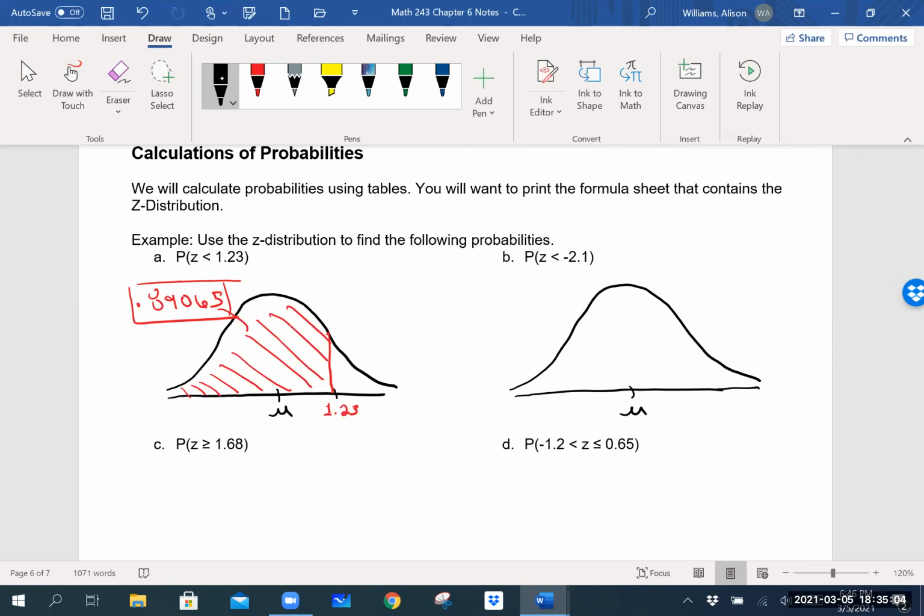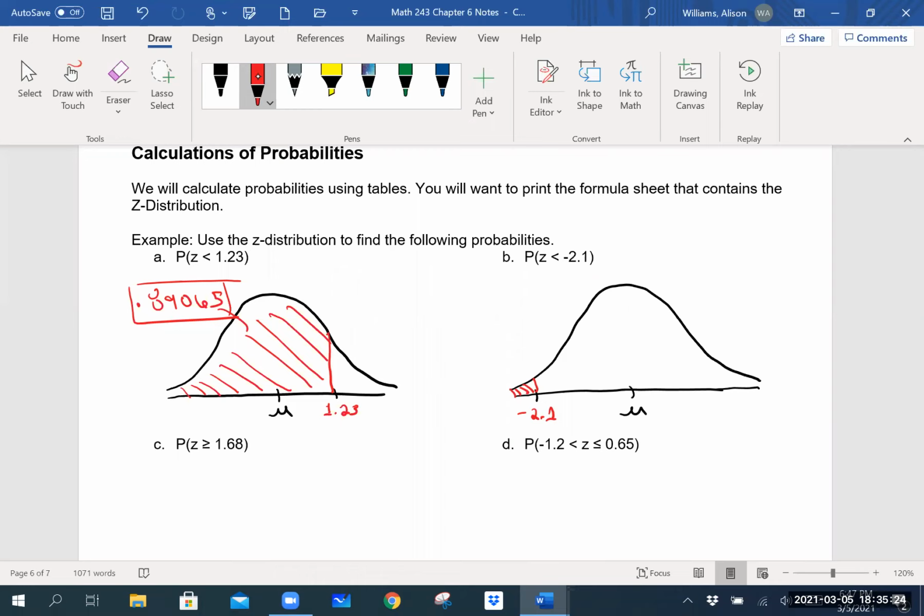Okay, so negative 2.1. Negatives mean that it's actually on the left side of the mean. It's smaller than the mean. So this would be a little over 2 standard deviations away. And it's still less than, so we're still shading to the left here, which means I need to look this up off the table.